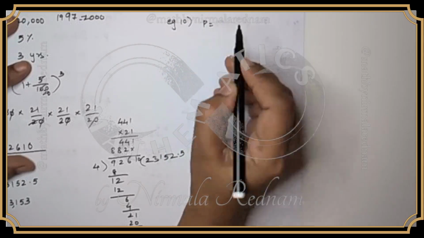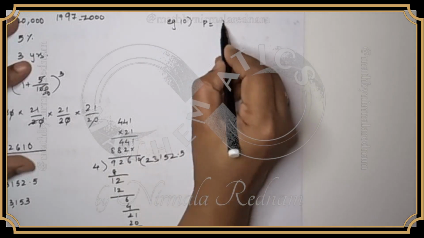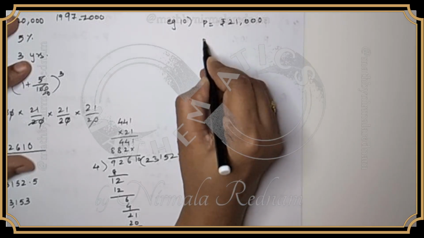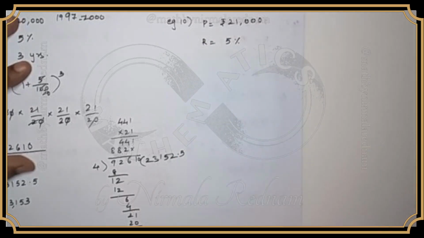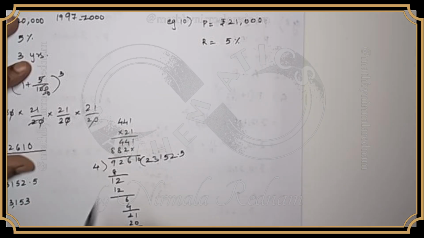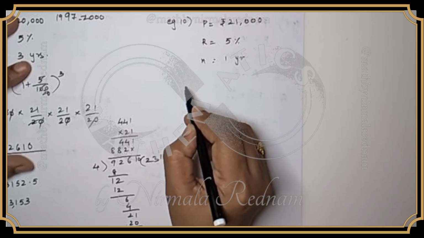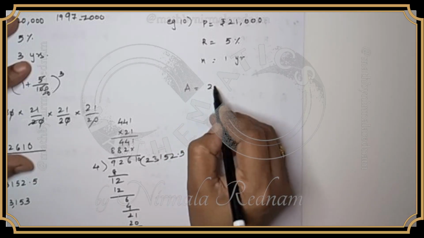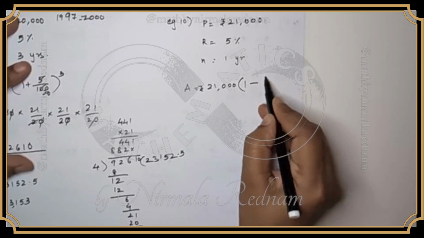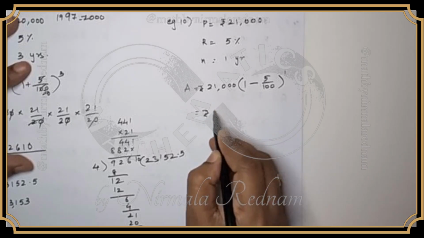So the initial amount as given to us is 21,000. That's the initial price of the TV, and the depreciation rate is set at 5%. After 1 year they want, so we're talking about n equal to 1 year. So the price after 1 year is going to be P into 1 minus R by 100. That's the only thing that we're going to do. Instead of plus, you're going to write minus, right?